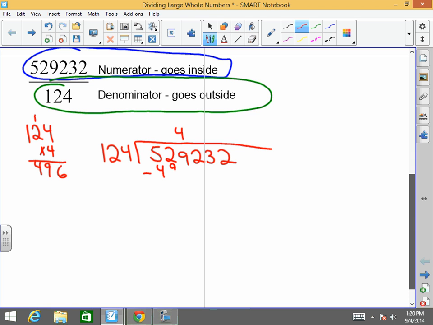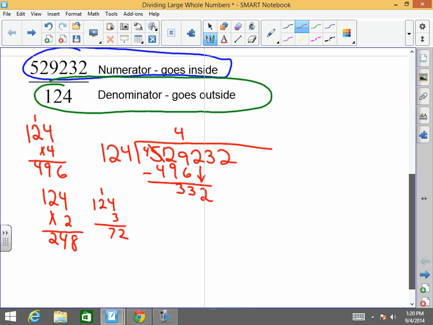You subtract the 496. Drop down the 2. Use arrows. Be neat. 9 minus 6 is 3. Okay, I got to borrow 1 from here to make this a 12. That's a 3 as well. How many times do you gentlemen think 124 can go into 332? Let's try 2. We got 8, 4, 248. Let's see if 3 will work. 124 times 3, 2, 1, that's a 7. 372, no, so it's going to be 2 times.